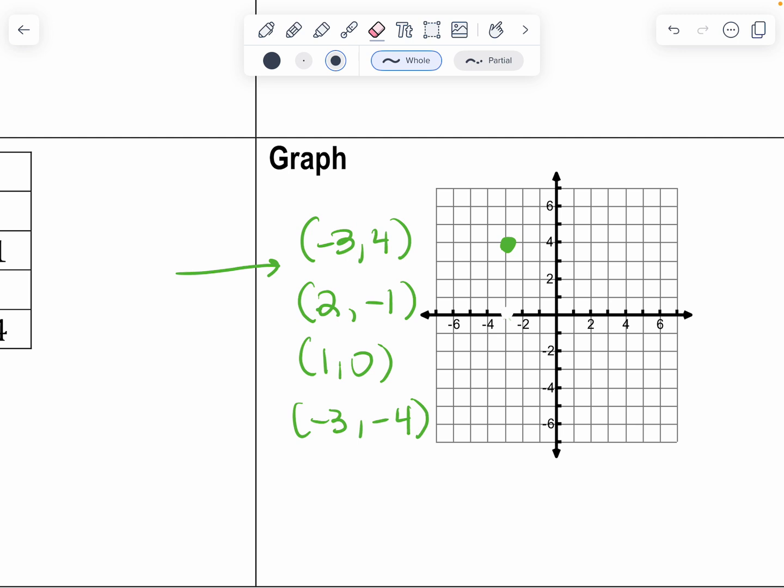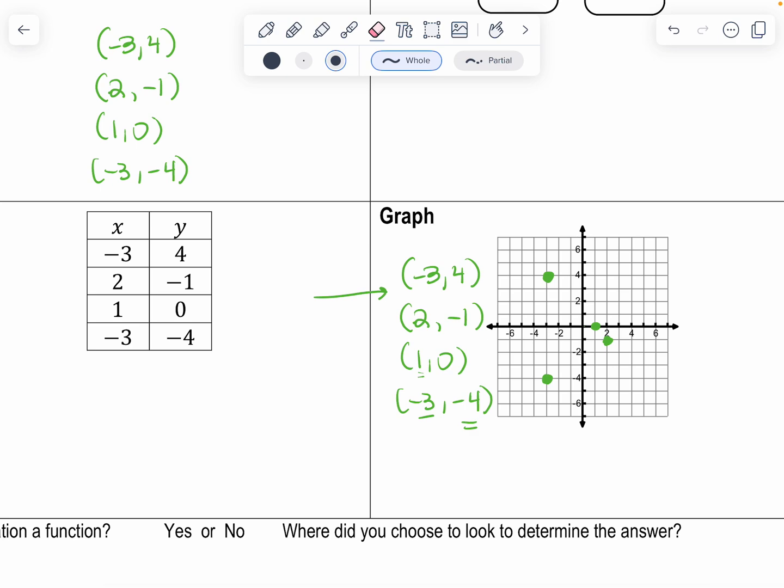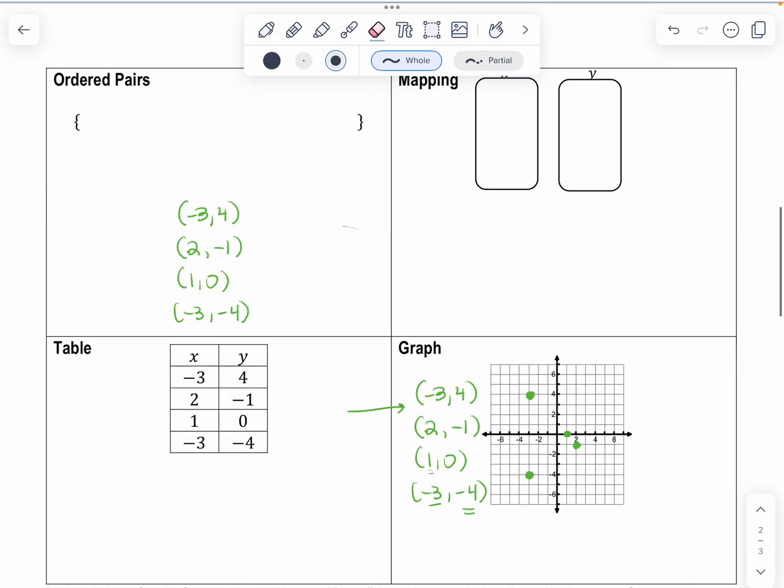I can't stop just here because I need 2 locations. 2 to the right, 1 down. 1 to the side, none up. 1 to the side, none up is here. Left 3, down 4. So left 1, 2, 3, down 1, 2, 3, 4. So that's my last dot. So there are my 4 dots. And I'll do one more.